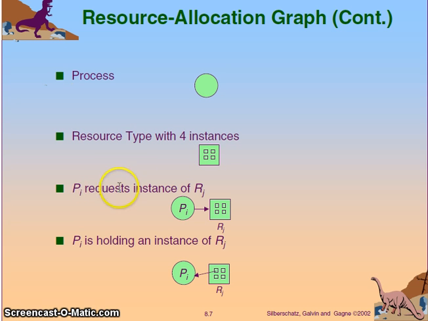A process requesting an instance is given by the symbol Pi, that is, from the process with an arrow towards the resource Rj. Similarly, a process holding an instance of resource Rj is given by an arrow from the instance to the process.